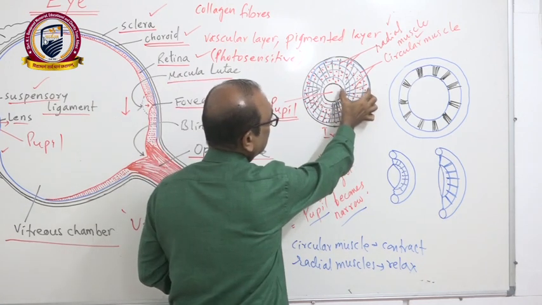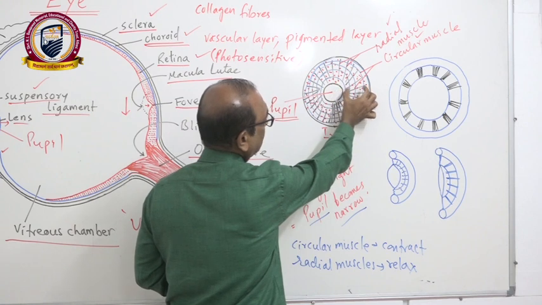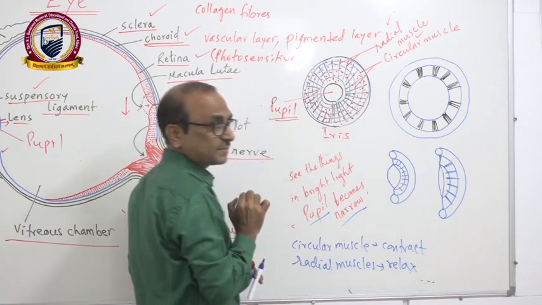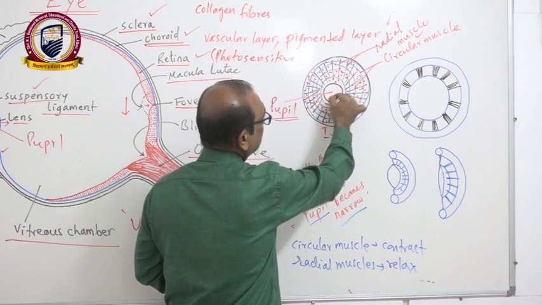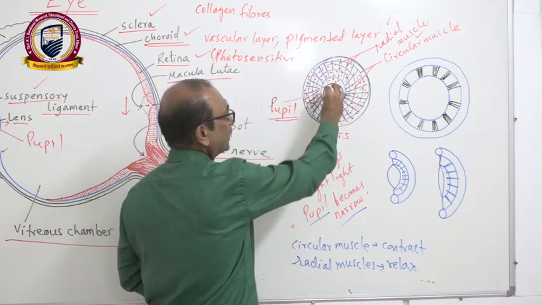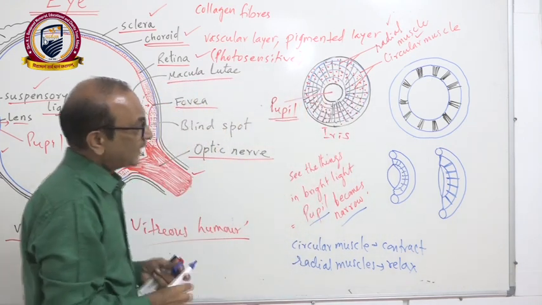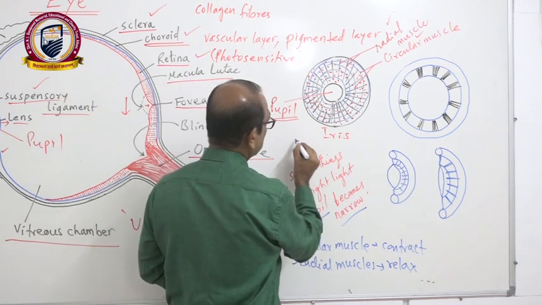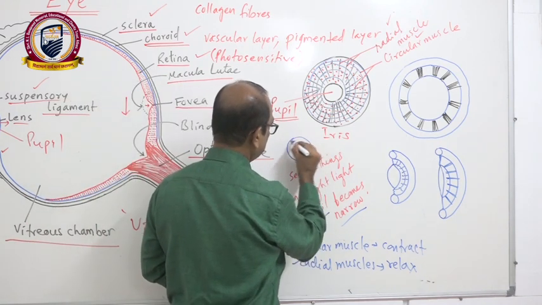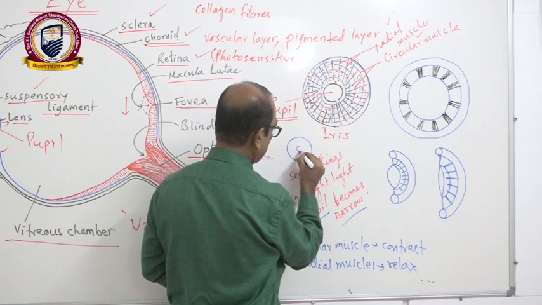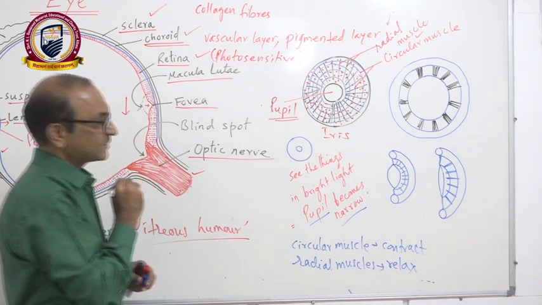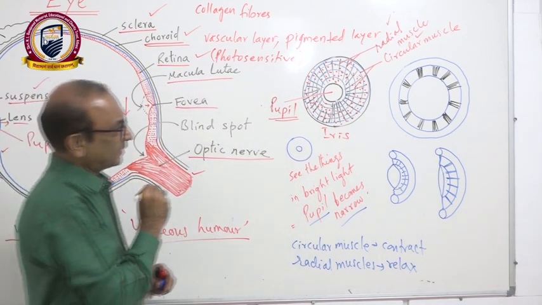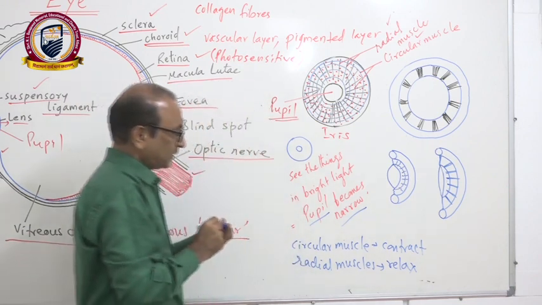The width of this iris increases, and the diameter of the pupil will decrease, and that is how the pupil becomes smaller, preventing more than a limited amount of light from entering inside. So that is when we are looking at the object in bright light.